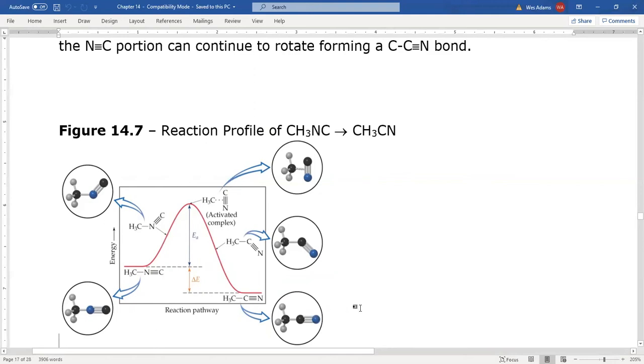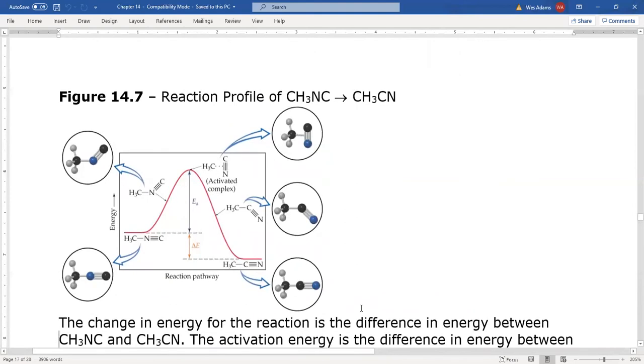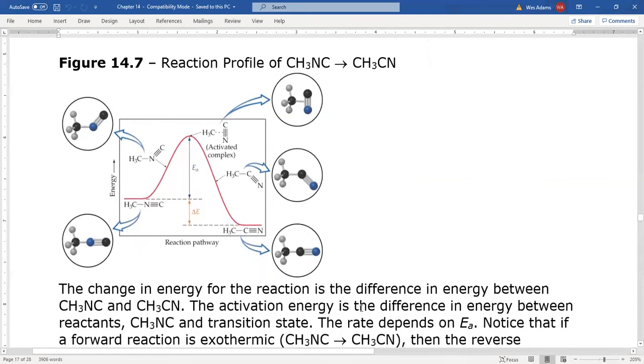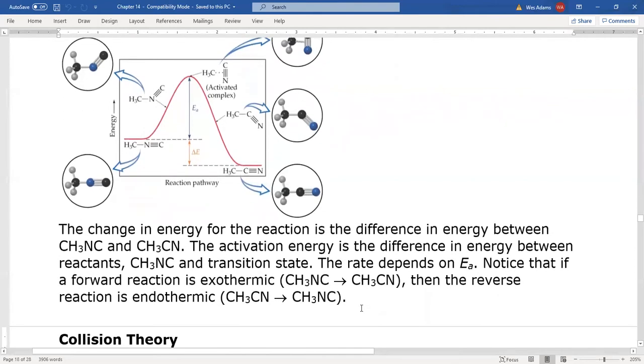And so that gives us the concept of an activation energy. The change in energy for the reaction is the difference in energy between the reactant and the product. The activation energy is the difference between the reactant and the top of the hill. That means the reverse reaction would be endothermic. So once I form the carbon-carbon bond, it's less likely to go back once I've actually formed the product.